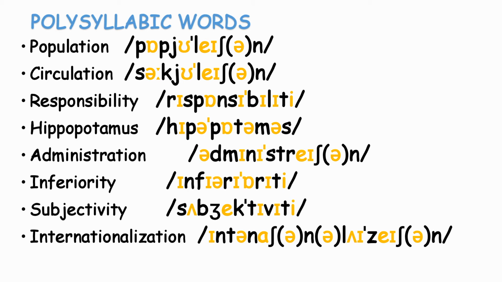Internationalization. You see, one, two, three, four, five, six, seven, eight. Eight vowel sounds are there. Therefore, this is also a polysyllabic word. So please note down all these and then write at least five polysyllabic words. Make it fast.